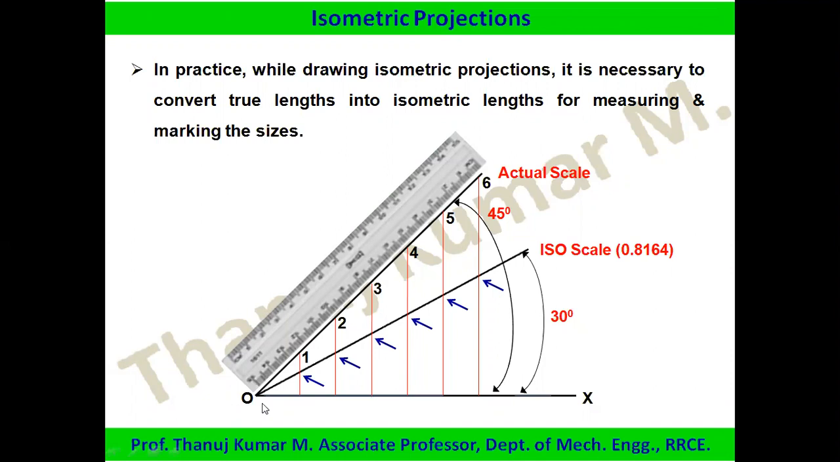First, draw the OX line. After you draw the OX line, from center O, you have to draw one more line at 30 degrees. This line at 30 degrees, you can see, is called the isometric scale. From center O, you have to draw one more line at 45 degrees. This line is called the 45 degrees line.